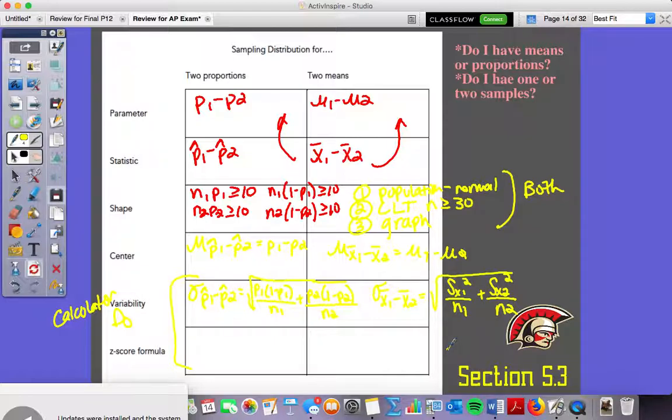Traditionally, we don't know what the standard deviation of the population is. We would put that in there if we didn't. But that could be the sigma as well if you did know it.